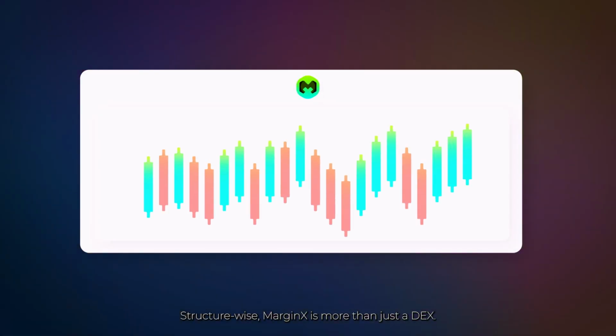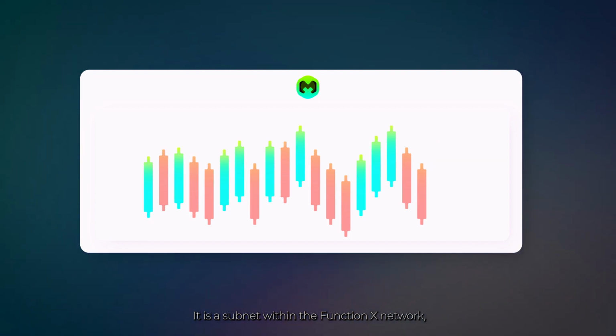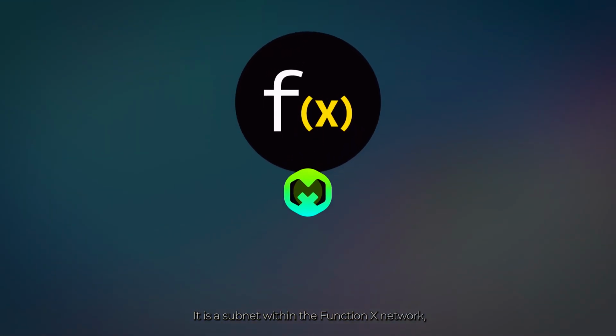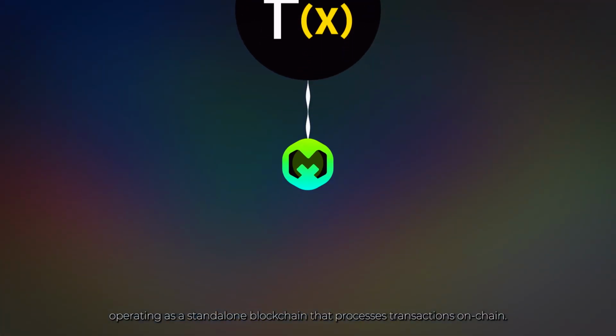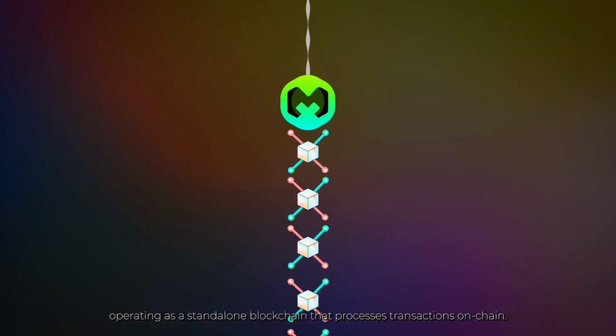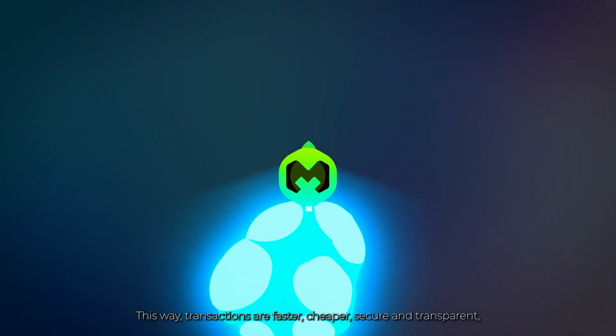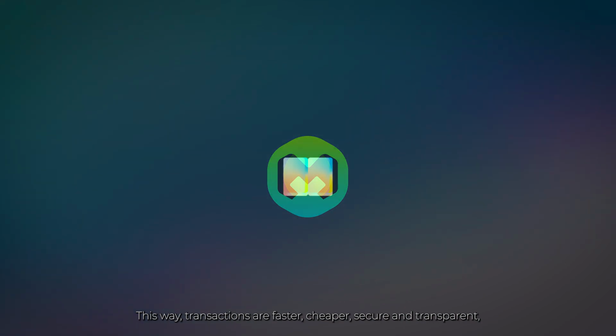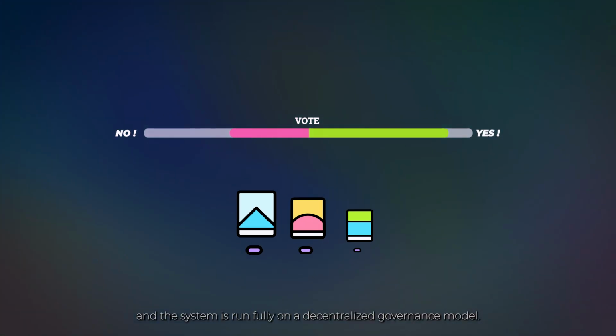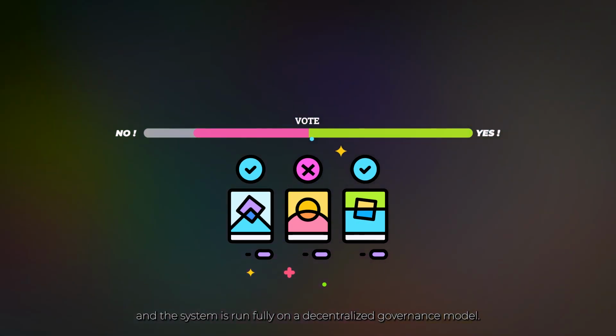Structure-wise, MarginX is more than just a DEX. It is a subnet within the Function X network, operating as a standalone blockchain that processes transactions on-chain. This way, transactions are faster, cheaper, secure, and transparent, and the system is run fully on a decentralized governance model.